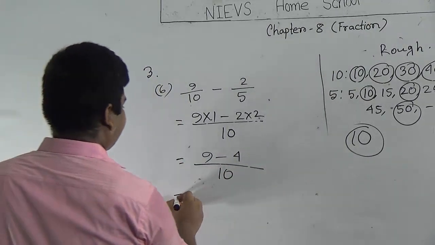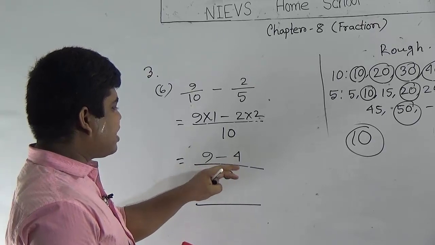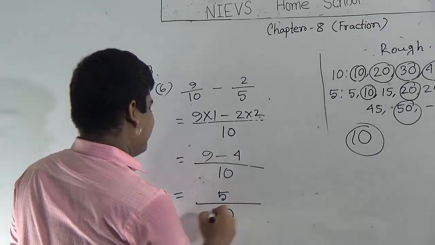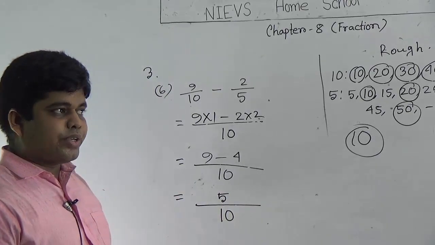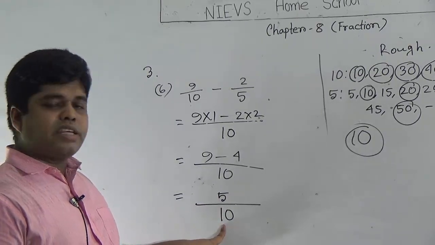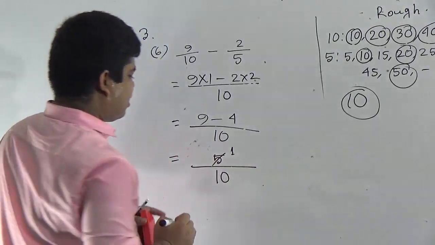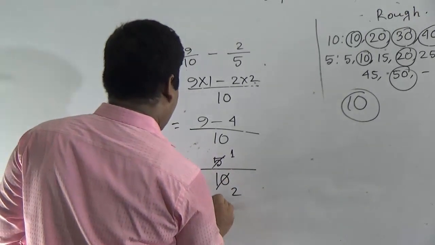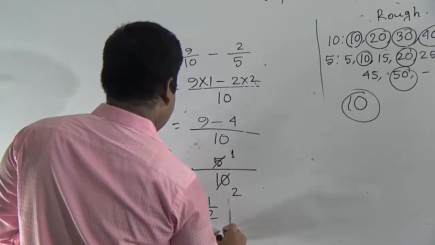Okay. Next, if we subtract 4 from 9, then we get 5 by 10. My dear students, now we convert this fraction into its lowest term. Here we notice 5 is divisible by 5, and 10 is also divisible by 5. That means we cut this 5 by 5 and we get 1. We cut this 10 by 5 and we get 2. So we get 1 by 2, and 1 by 2 is the required answer.